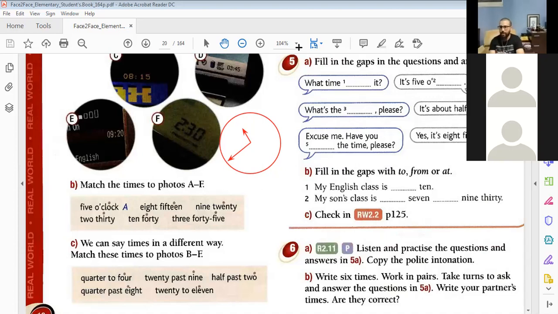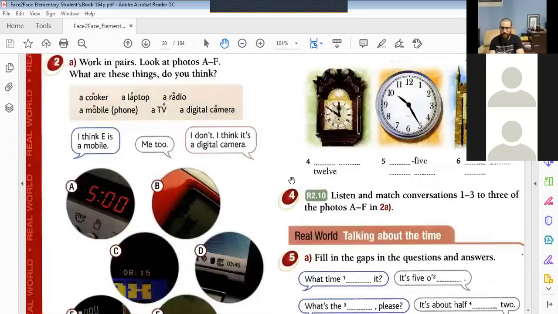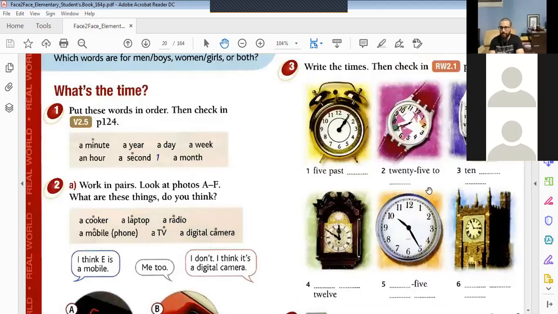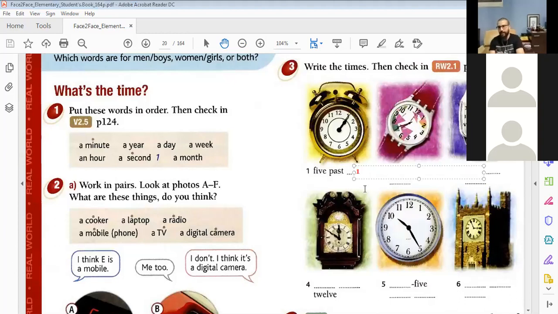Okay, so this is how we can talk about time. All right, now we have this exercise in part number 3. It says, write the times. So let's use it here, and then we can check. So number one, this is 5 past 1. What about the next one?